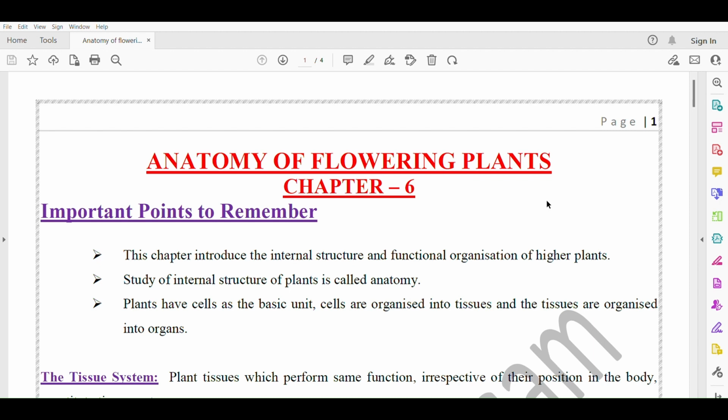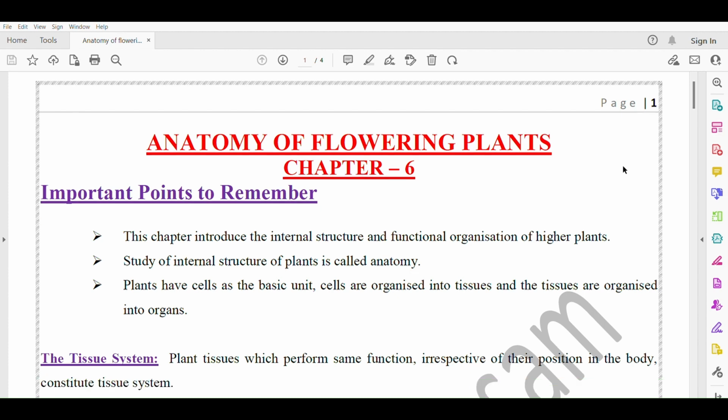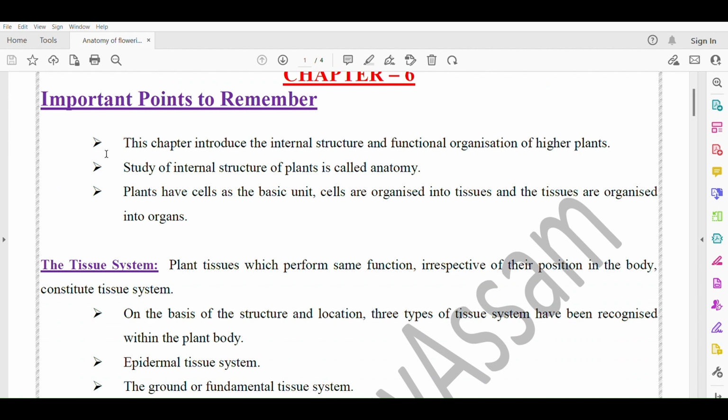Today we will see about anatomy of flowering plants of class 11. So let's start the video. Some important points to remember about anatomy of flowering plants. This chapter introduces the internal structure and functional organization of higher plants.